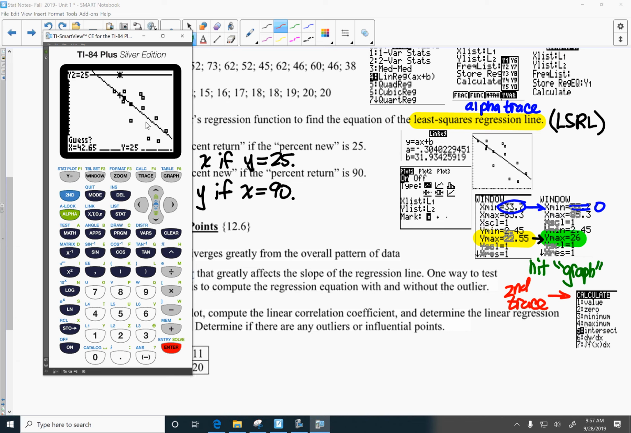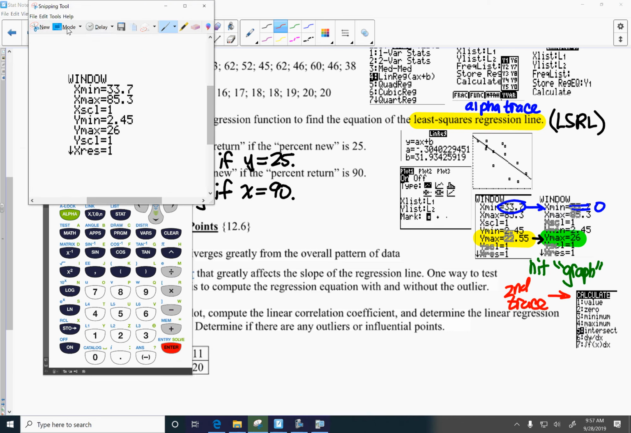If there was more than one, then what I would want to do is move my cursor as close as I could to the intersection itself. But in this case, it doesn't matter. So you can just hit enter a 3rd time. And it'll actually flat out just give you that intersection point.